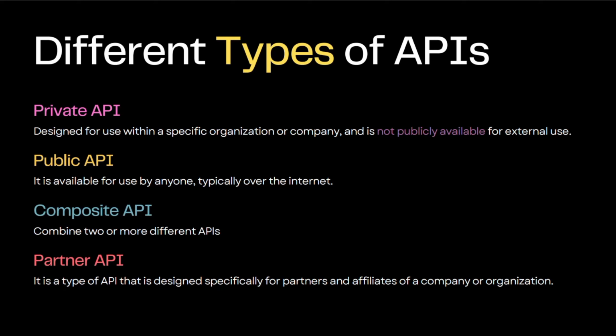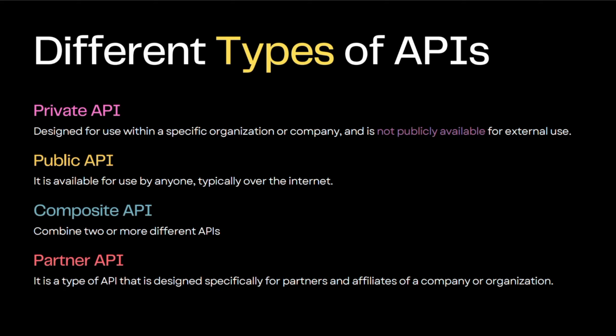Then we have Composite API. A Composite API is an API that combines data from multiple sources and provides a unified interface for accessing and interacting with data. In summary, we can say that a Composite API combines two or more different APIs. Then we have Partner API. A Partner API is an API that is designed specifically for partners and affiliates of a company or organization. Partner APIs may allow authorized third-party developers to access certain data and functionalities within a company's software or services.